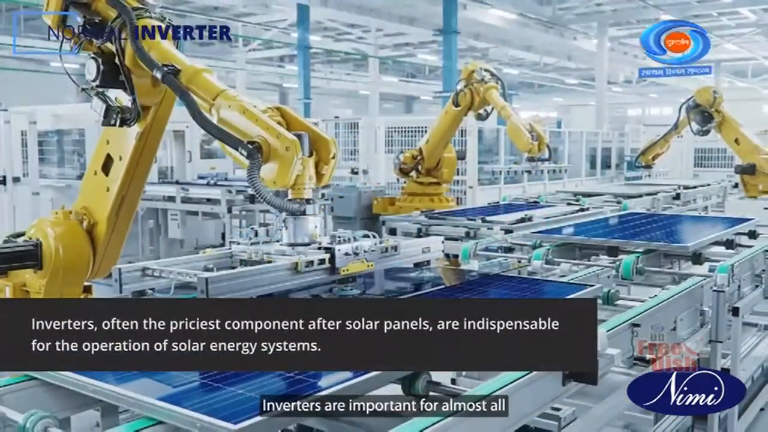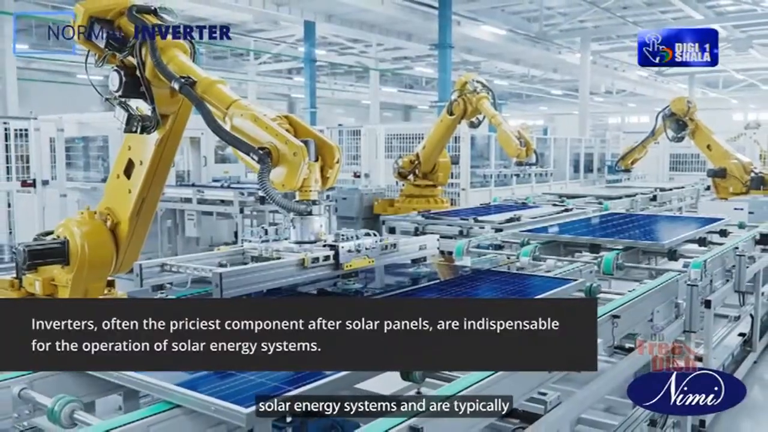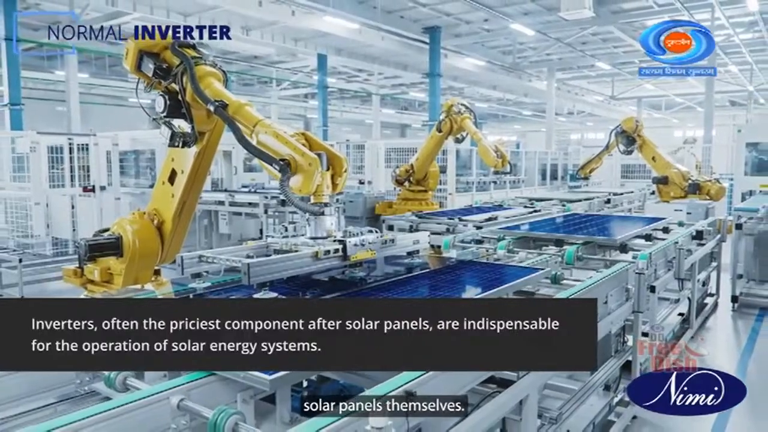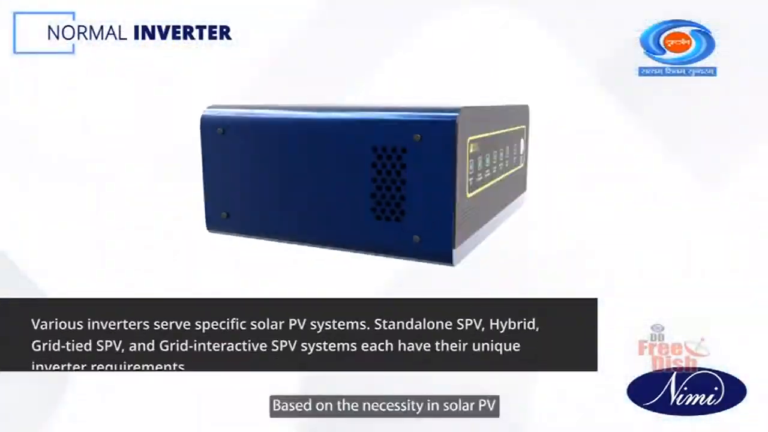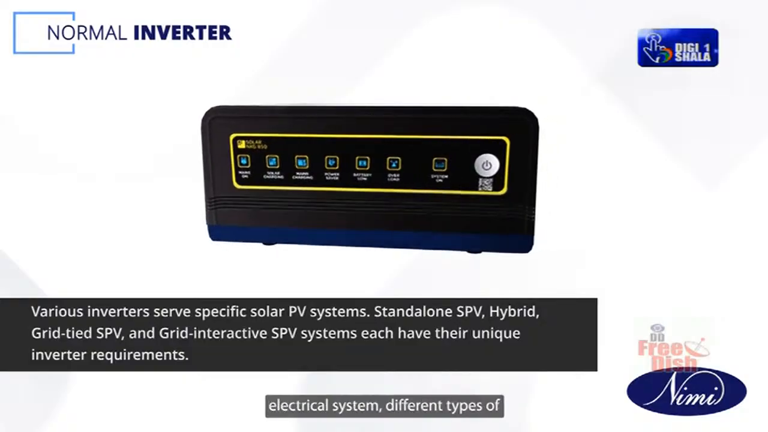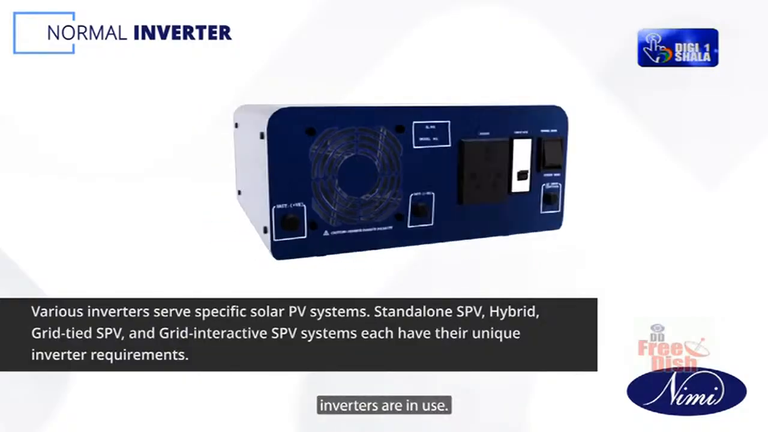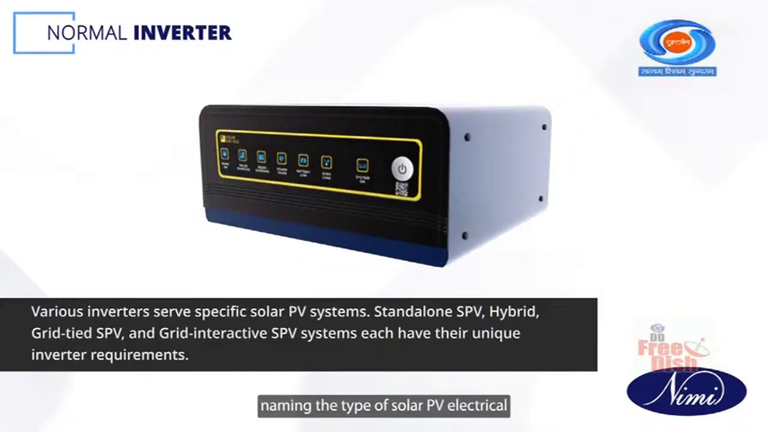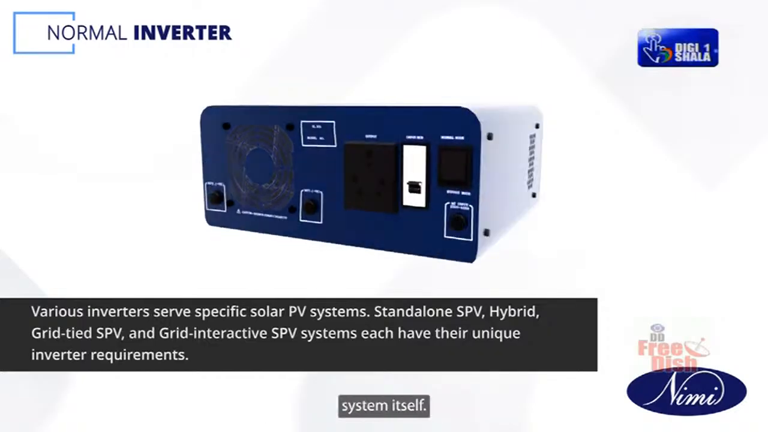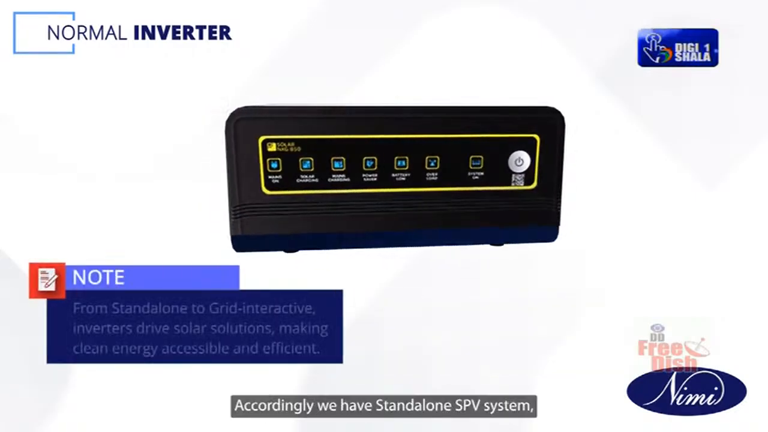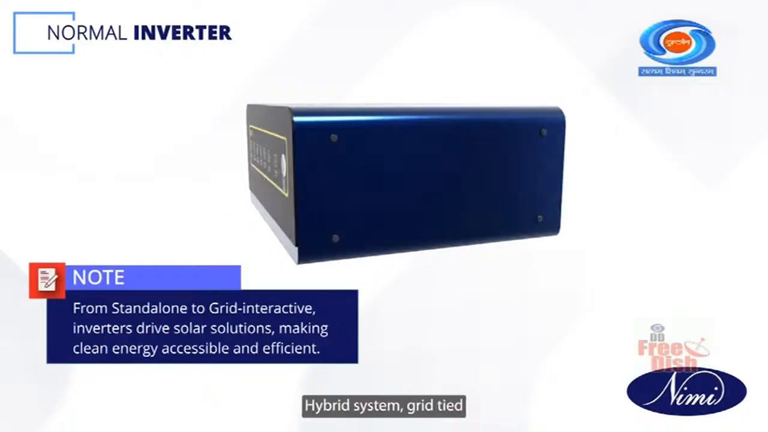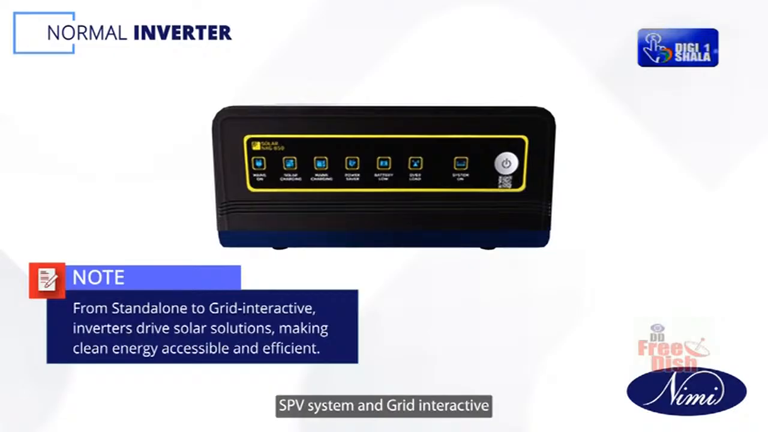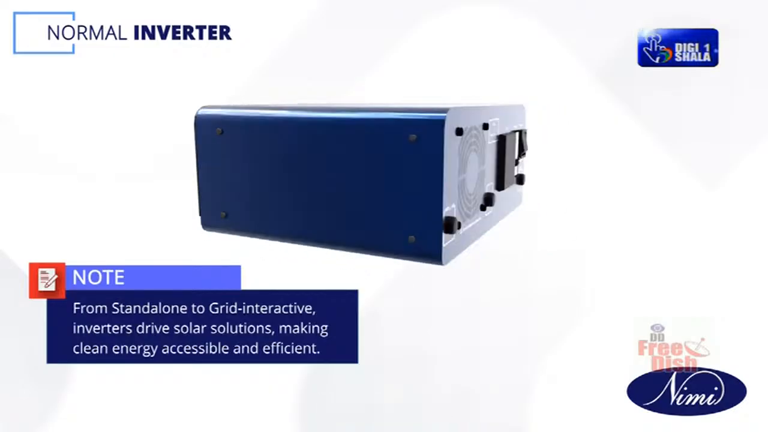Inverters are important for almost all solar energy systems and are typically the most expensive component after the solar panels themselves. Based on the necessity in solar PV electrical system, different types of inverters are in use. Quite often, the type of inverter used helps in naming the type of solar PV electrical system itself. Accordingly, we have standalone SPV system, hybrid system, grid-tied SPV system and grid interactive SPV system in use.